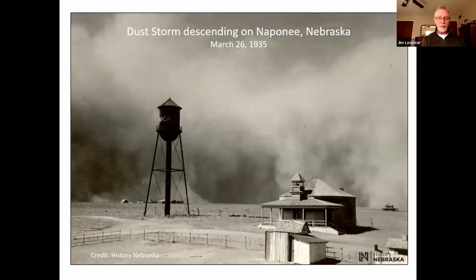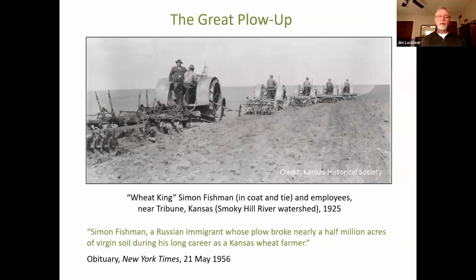So the Dust Bowl coincided with a period of severe drought in North America, but it was not the most severe drought that had ever occurred before, or the most severe drought that has ever occurred since. But it also occurred in conjunction with what's called the Great Plow Up.